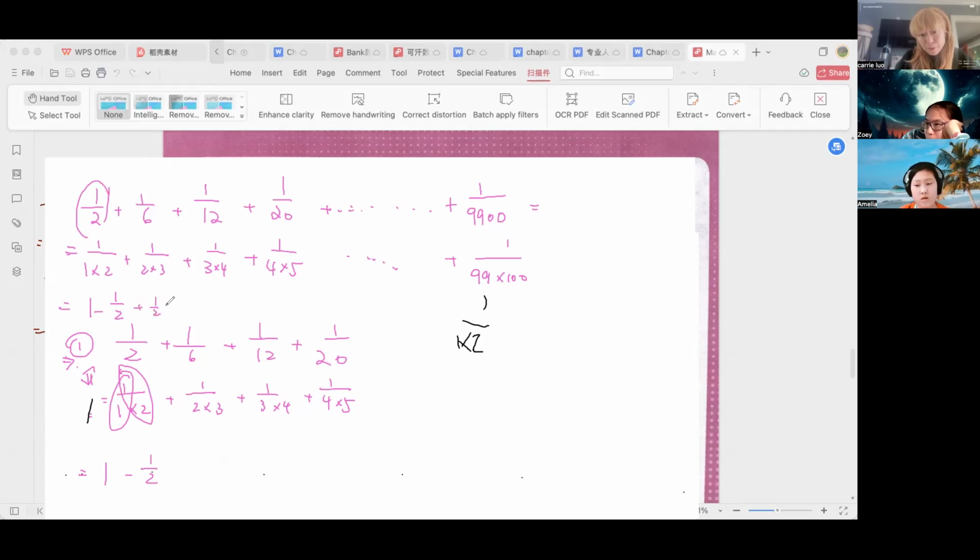Okay, so minus 1 over 4 plus 1 over 4 minus 1 over 5. So the last one, can you just imagine? So this one I can rewrite it as what? 1 over 99 minus 1 over 100.